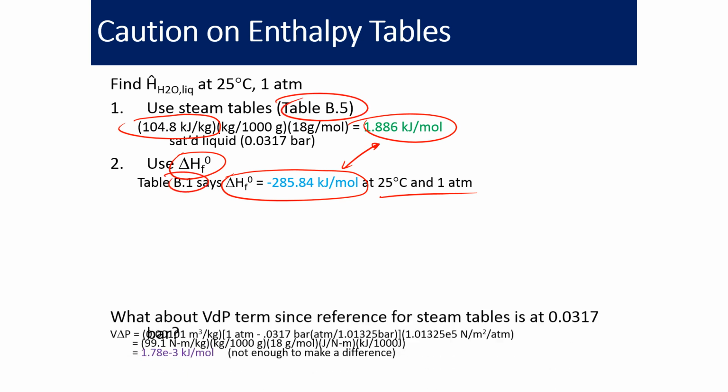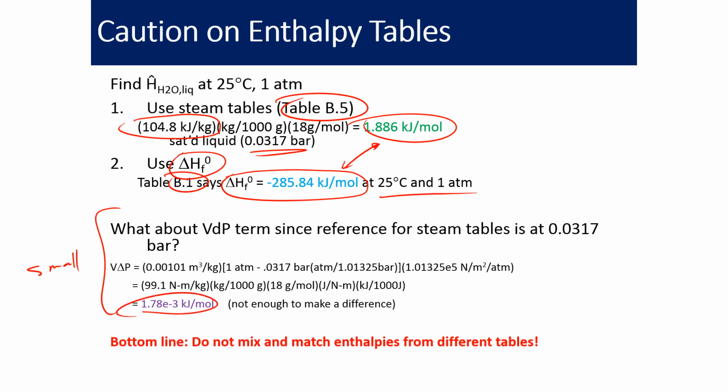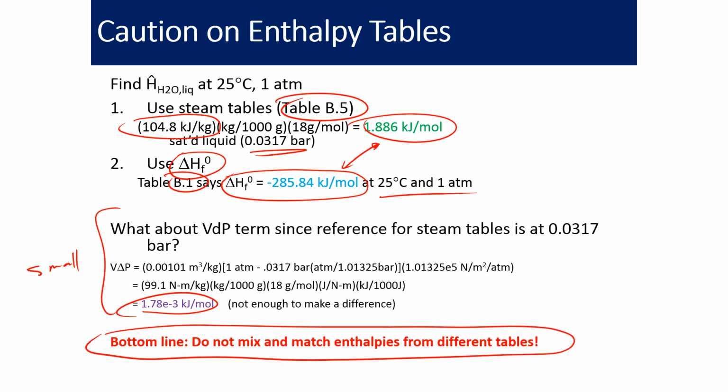And just one caution on these: this correction was small, so that was one difference. This was at a low pressure, but we accounted for that with the V delta P term, and that was going to be small. So the main issue is don't mix and match enthalpies from different tables.